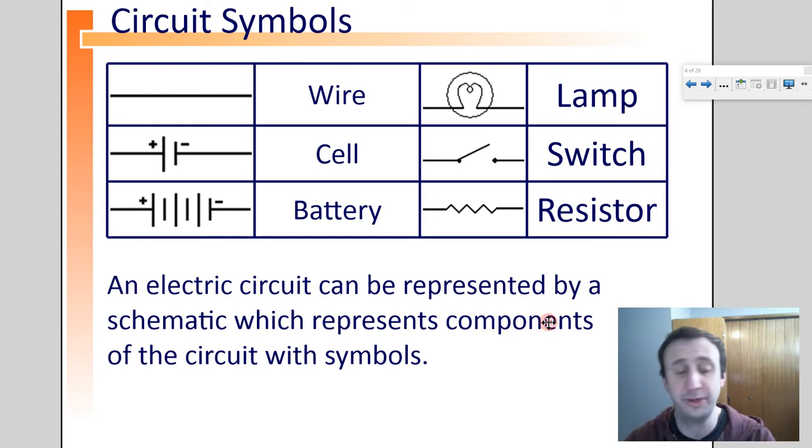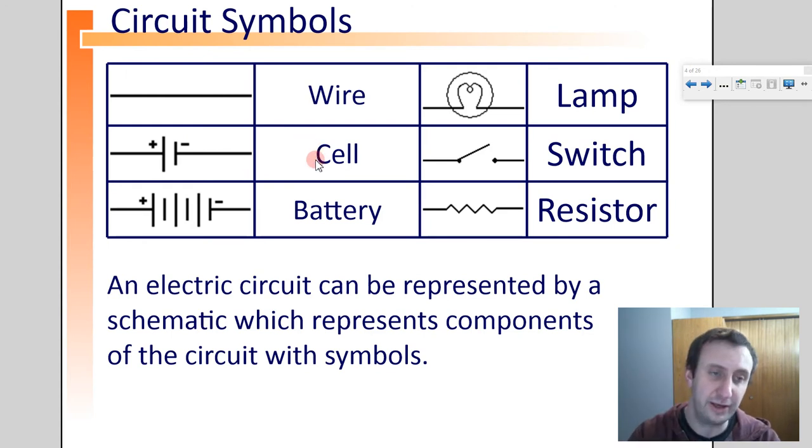But we're going to talk a little bit about schematics. An electric circuit can be represented by a schematic, which represents components of the circuit with symbols. And these are the symbols of different things. So wire, we just draw as lines, right? And we show connections between wires with lines intersecting. When we have just a single cell, that would just be two lines, one longer and one shorter. And so that would be something like a AA battery, which is actually just a single cell.